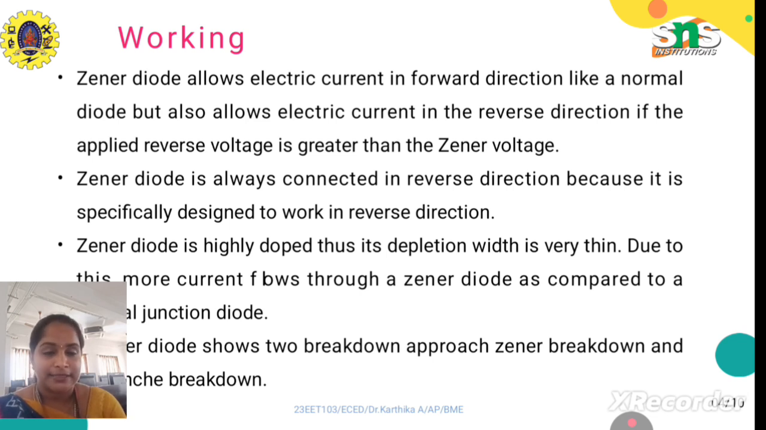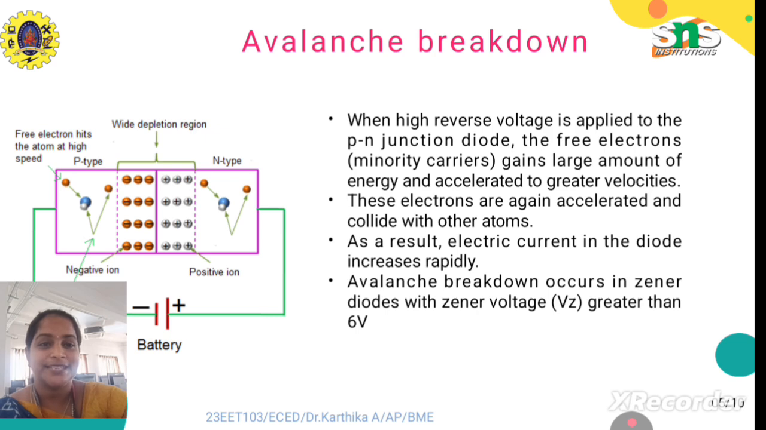This Zener diode shows two breakdown approaches, Zener breakdown and avalanche breakdown. It normally acts like a PN junction diode, but it suits reverse bias applications. The Zener diode perfectly suits reverse direction applications. We know that it has two breakdowns, while a PN junction has only one breakdown voltage. Here we have two: one is Zener breakdown, another one is avalanche breakdown.